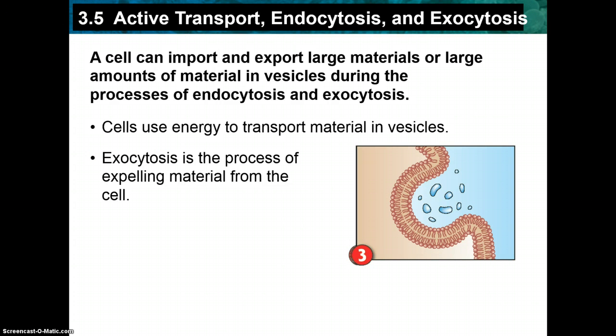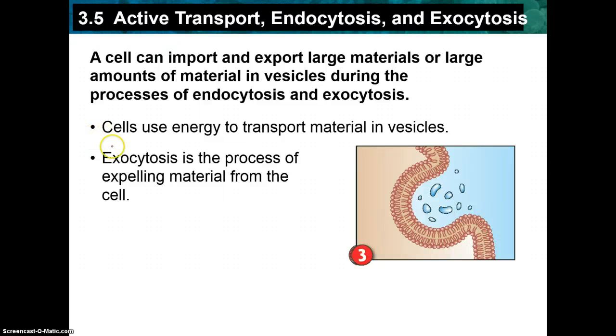Alright, so a cell can import and export large amounts of material in vesicles during the process of endo and exocytosis. That's kind of the main idea. We've already talked about endocytosis, so now we need to talk about exocytosis. Exocytosis is the process of expelling material from the cell.